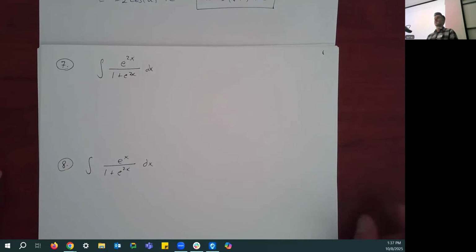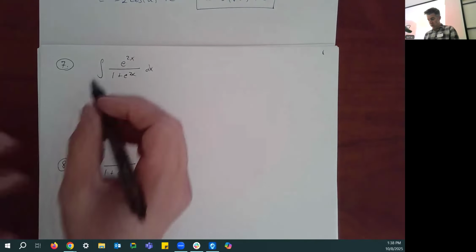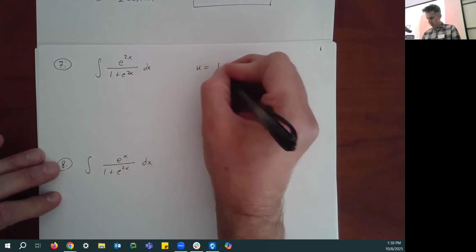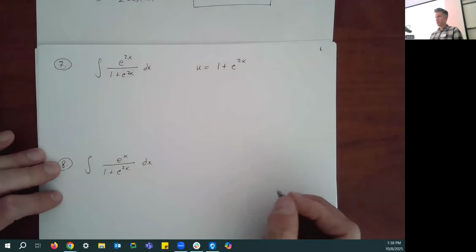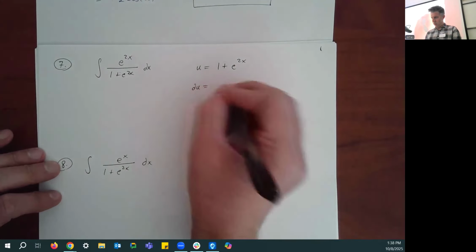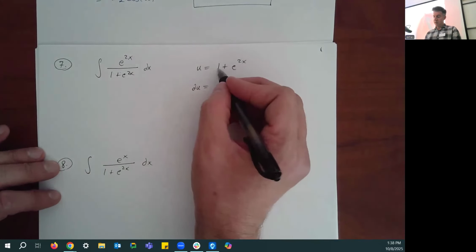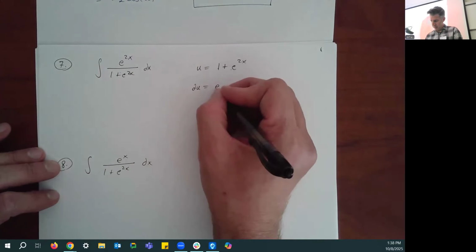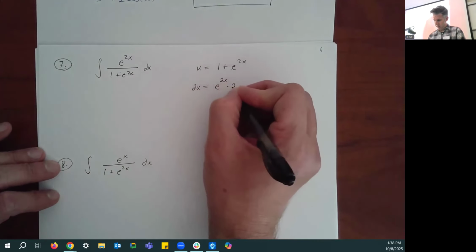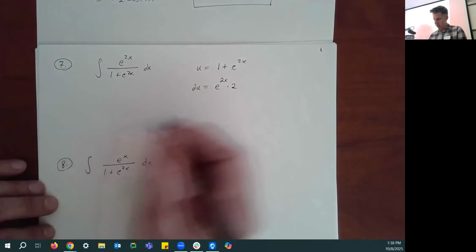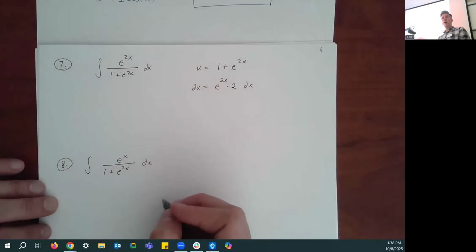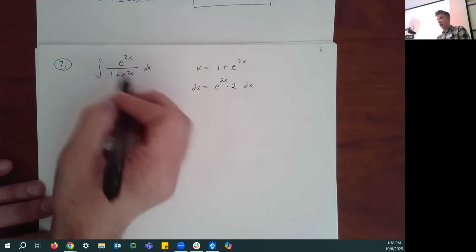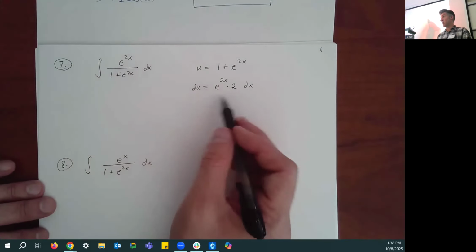All right, so again, if we're coming at this with kind of like a blank slate, I'm going to try a u-sub, and I'm going to let u equal the stuff that's stuck inside the bottom. So here, I'm going to let u equal 1 plus e to the 2x. My du is going to be the derivative of this. So the derivative of 1 is 0. The derivative of e to the stuff is e to the stuff times the derivative of the stuff, which is e to the 2x times 2. And then we multiply by dx. That looks pretty good, right? I've got an e to the 2x times dx. I can make the right-hand side of this an e to the 2x times dx.